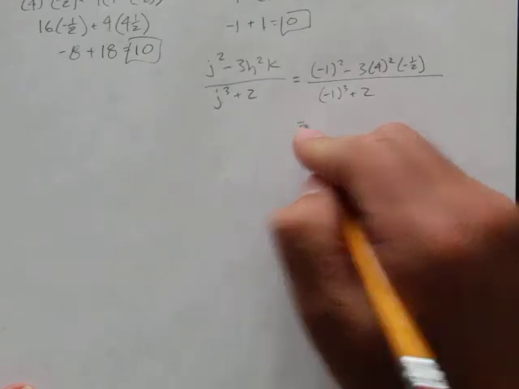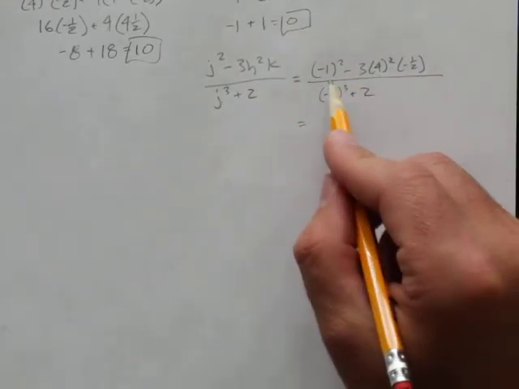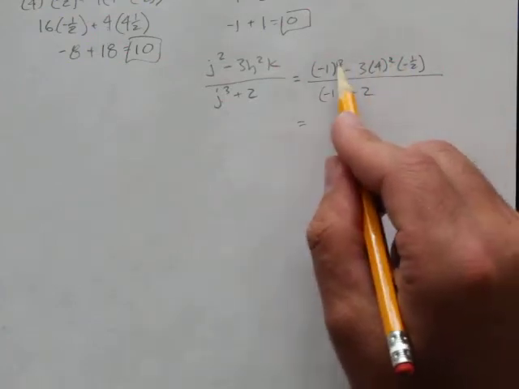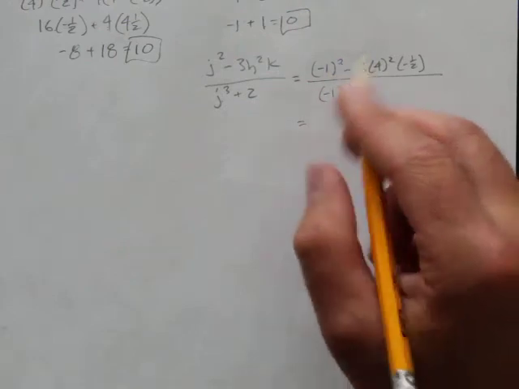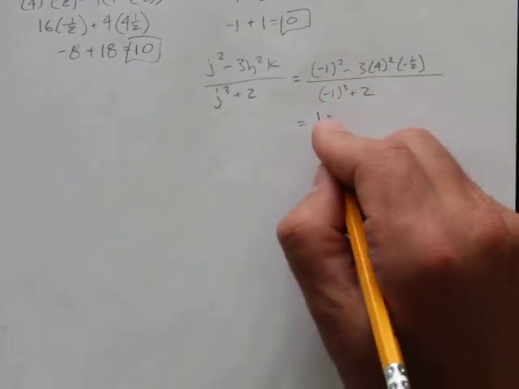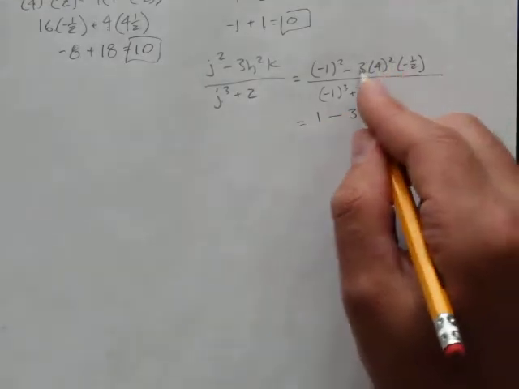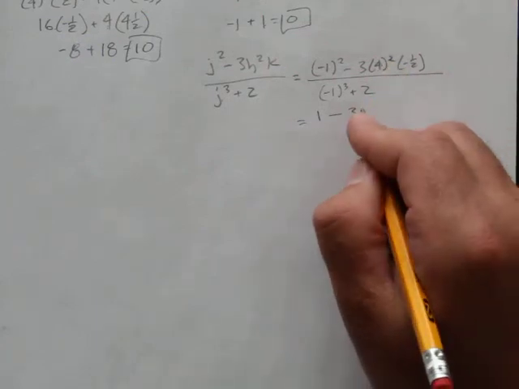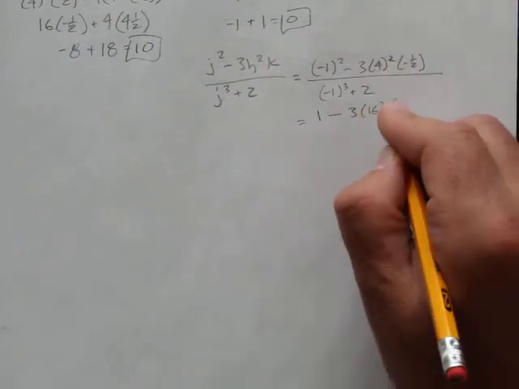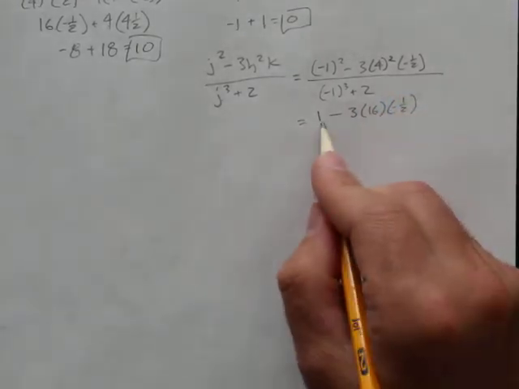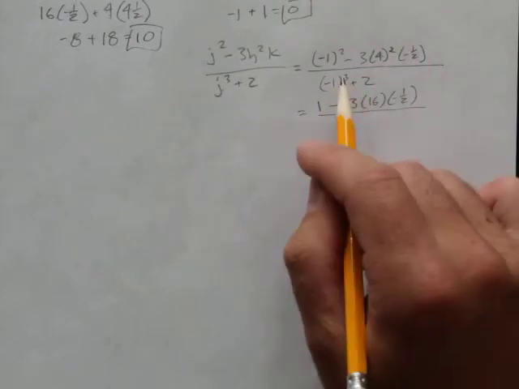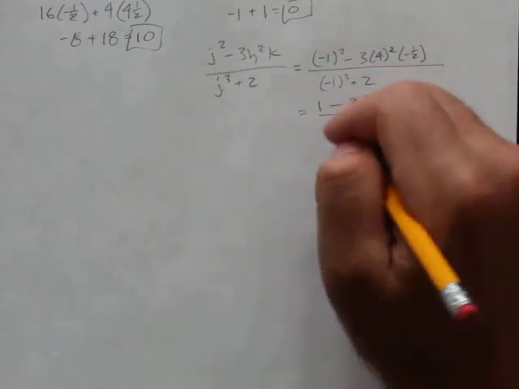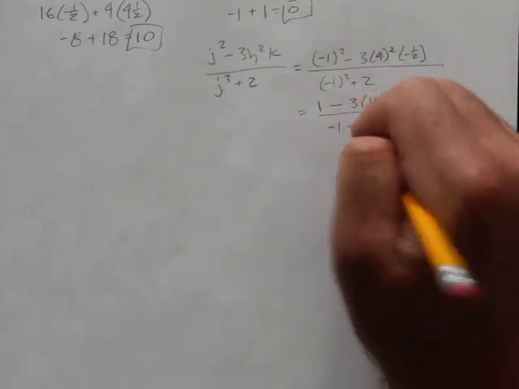All right, let's look at the numerator first here. So negative 1 squared. I don't have any parentheses that I need to worry about. I've got these exponents though. Negative 1 times negative 1 is positive 1. Minus 3. I've got to do this power before I can do anything else. So 4 squared is 16. So 3 times 16 times negative 1/2. All over negative 1 cubed, so that's negative 1 times negative 1, which is positive 1, times negative 1 again, negative 1. Negative 1 plus 2.